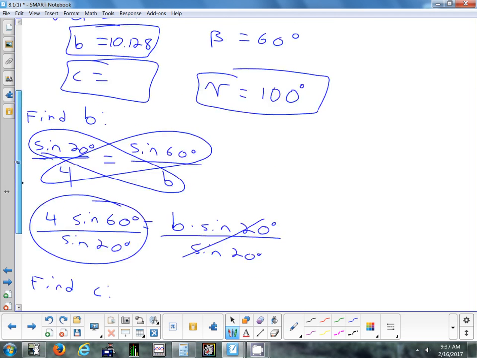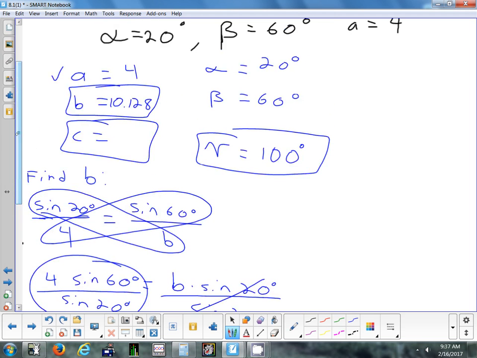I don't know exactly what it is, but I do know it should be the biggest side because it's across from the biggest angle. So it should be bigger than 10.128. So if somebody can find it, that would be good. But I also know it can't be bigger than these 2 sides added together. That's a rule in any triangle. Any side has to be smaller than the other two added together. So I guarantee you it's smaller than 14.128. Okay, so it's between 10 and 14.